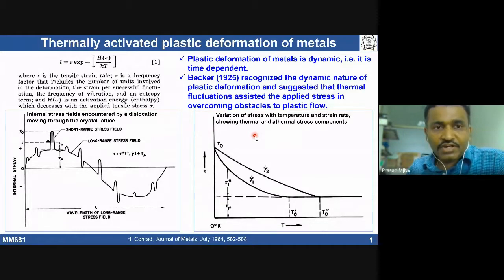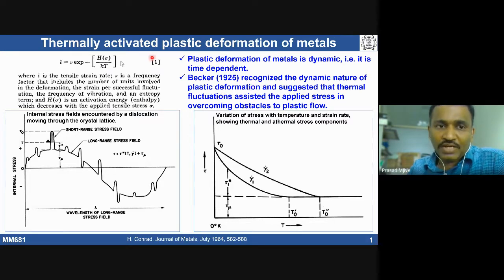Afterwards we started having discussion about thermally activated plastic deformation of metals. Plastic deformation is considered a dynamic process, a time dependent process. In 1925, Becker was the first one who recognized the dynamic, time dependent nature of plastic deformation. If we apply some thermal fluctuations, they can assist the stress. That means if the temperature is higher, usually the stress requirement is going to be lower for plastic flow in a material.